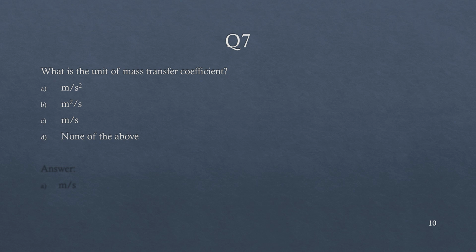So the answer is meter per second, which is option C. This we can look into in the coming problems, where we can solve it. The unit of the mass transfer coefficient is required, and yes, the answer is option C. It is not A.